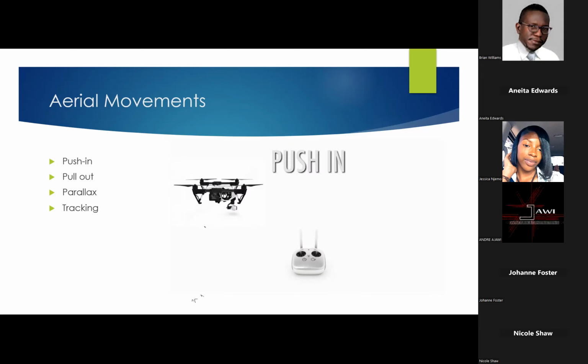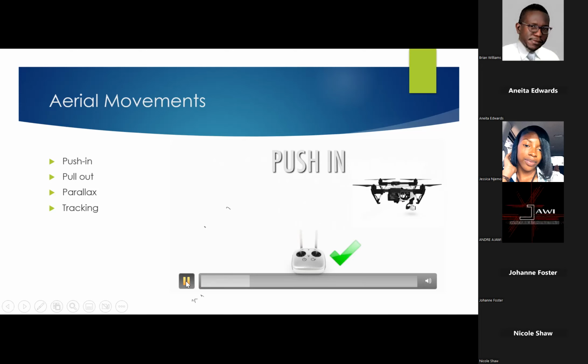Cinematic move number 1 is the push-in. This is where the drone pilot flies straight forward, and as long as he does his job correctly, the camera operator shouldn't have to move anything after he's framed the shot up.